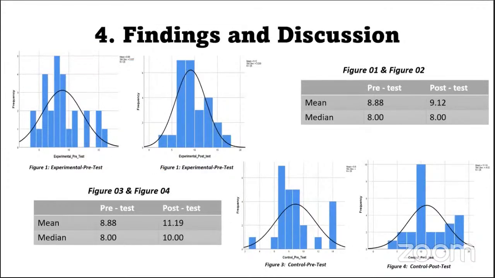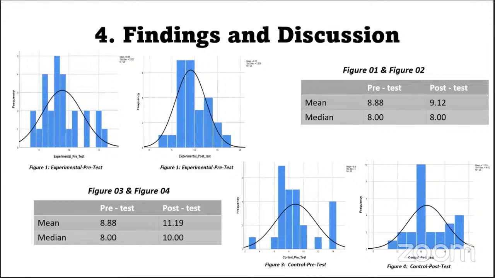The first two histograms, as you can see, show the distribution of marks of the pre-test and the post-test of the experimental group. According to the graphs, the mean and the median of the pretest are 8.88 and 8.0, while in the post-test they are 9.12 and 8.0.